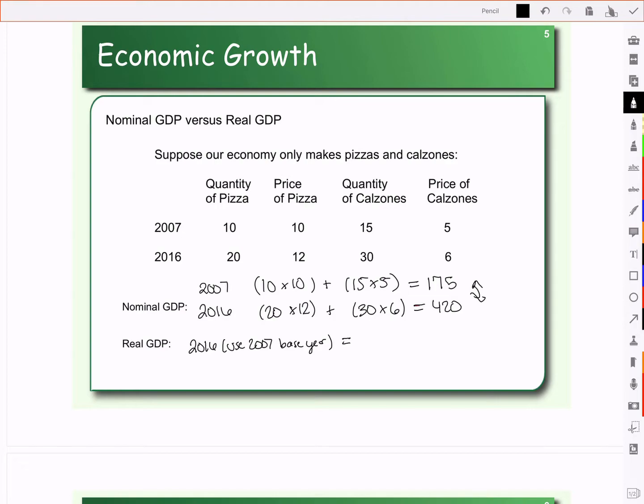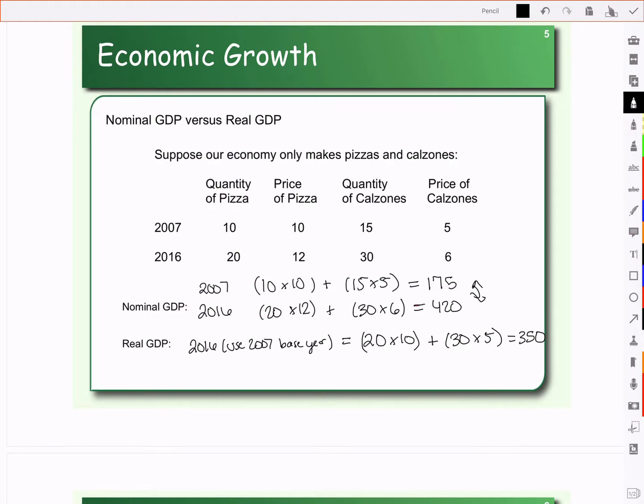When you find real GDP, you use the 2016 quantities, but to take out inflation, you use the base year's prices. So we do 20 times 10. That was the price of pizza in 2007. And then we look at calzones. We sold 30 of them in 2016. But to take out inflation, we use the prices from the base year, so we multiply that times 5. So 20 times 10 and 30 times 5 gives us 350. So our real GDP is 350.